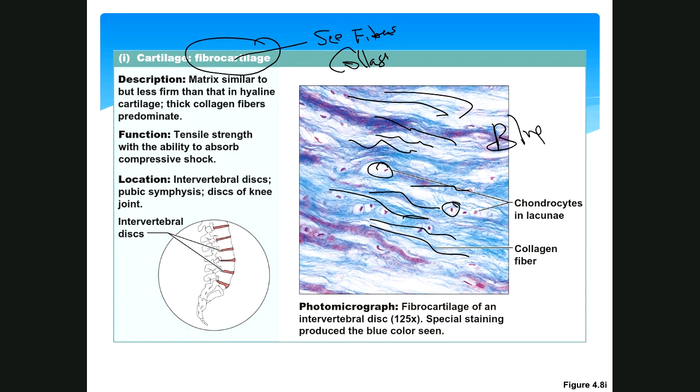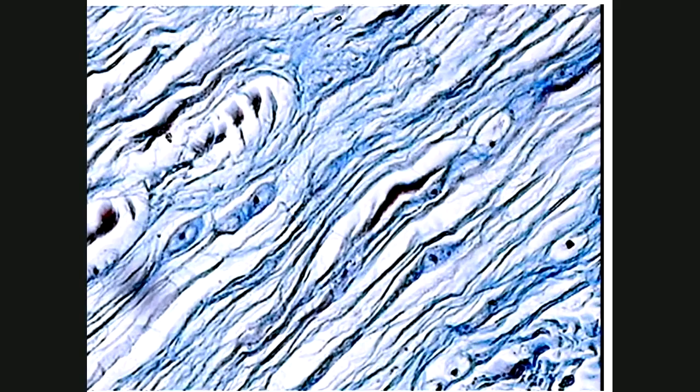That's not changed. That's in all cartilages. But if we blow that up, look, these blue fibers are those collagen fibers. Here are the cells sitting in the lacunae. Since we can see the fibers, it's fibrous cartilage or fibrocartilage.